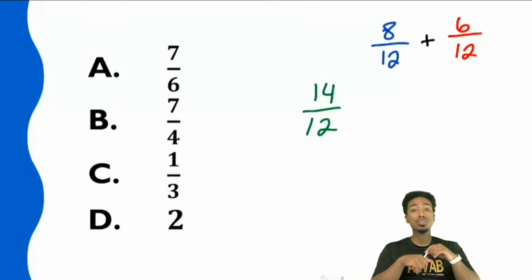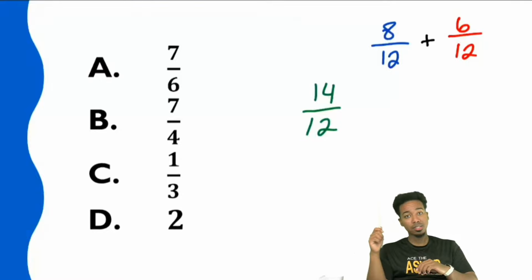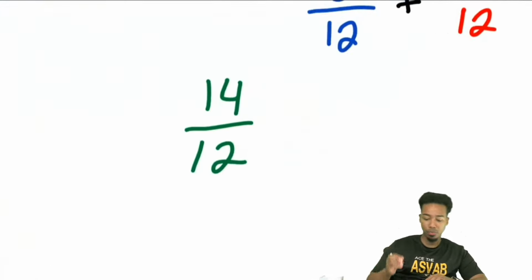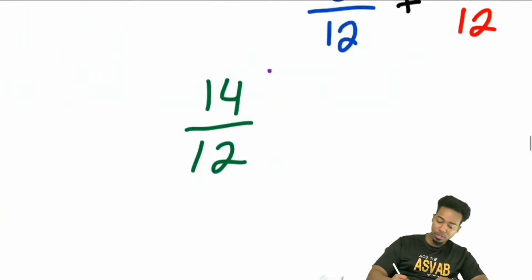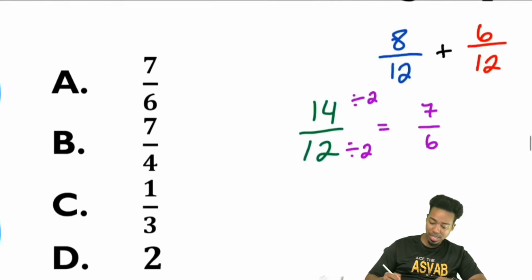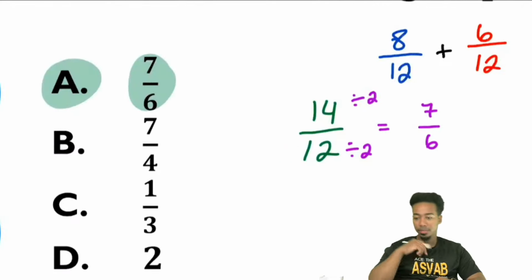I don't see that answer there. If we know we did the work right, what's the one thing we need to do then? Simplify. If you know you did the work right, but your exact answer isn't listed for fractions, chances are you just need to simplify. 14 over 12, you can simplify that because 14 and 12 are both divisible by 2. They're both even numbers. So here I'll divide by 2 on the top, divide by 2 on the bottom. That's going to give me 7 over 6. And we actually see that there with choice A.